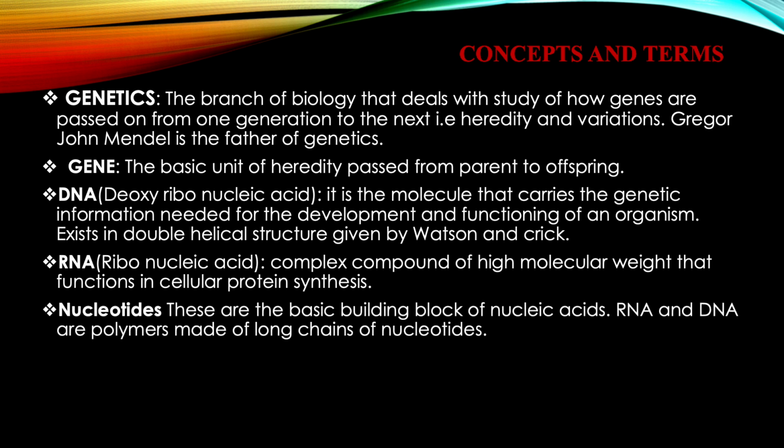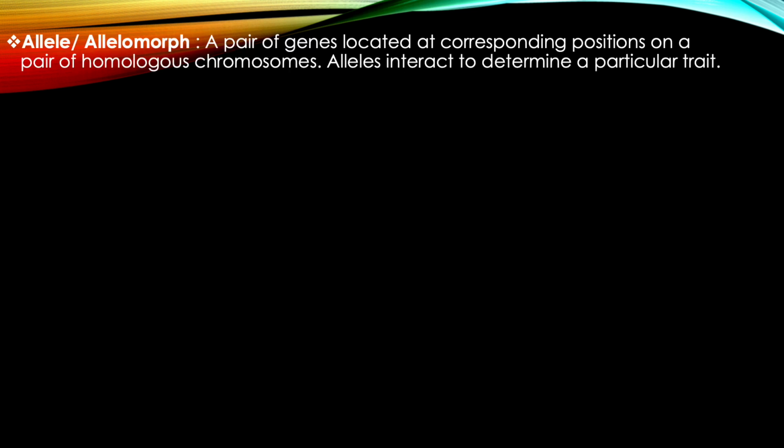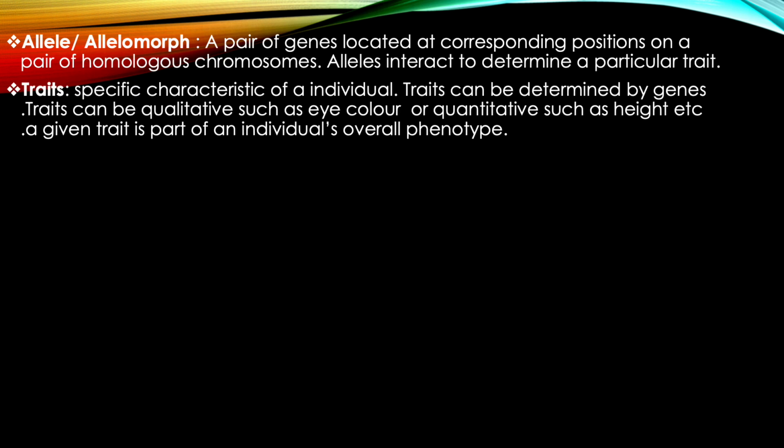Nucleotides. These are the basic building blocks of nucleic acid. RNA and DNA are polymers made of long chains of nucleic acids. An allele or allelomorph, a pair of genes located at corresponding positions on a pair of homologous chromosomes. Alleles interact to determine a particular trait.